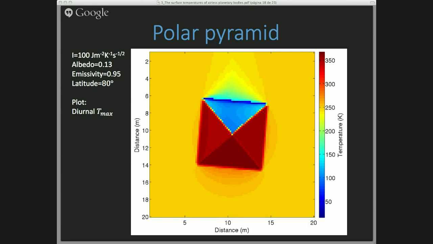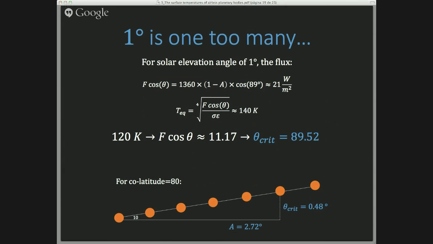If you remember, I told you that the maximum limit is 120 Kelvin, and 140 is already too much. To get 120 Kelvin, you need a ½ degree maximum elevation angle, which is not possible on the moon due to obliquity. But then we remembered that the sun at the pole, or close to the pole actually, for co-latitude 80, for example, rises very, very slowly.